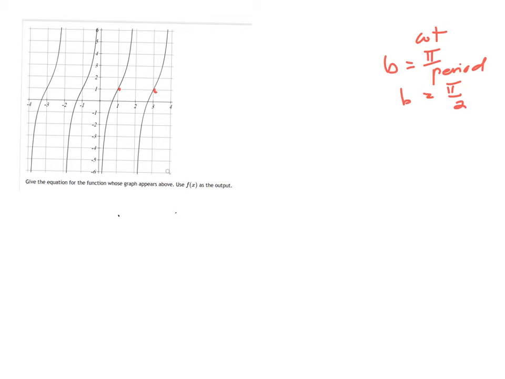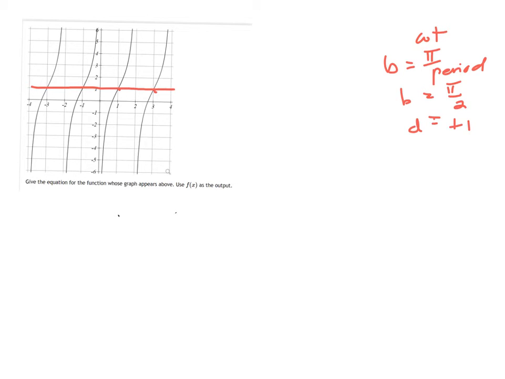Now I can also see something else about this graph. I can see that it's been shifted up by 1 because here actually is my midline. So I know that my d is going to be equal to plus 1 because it's been shifted up.